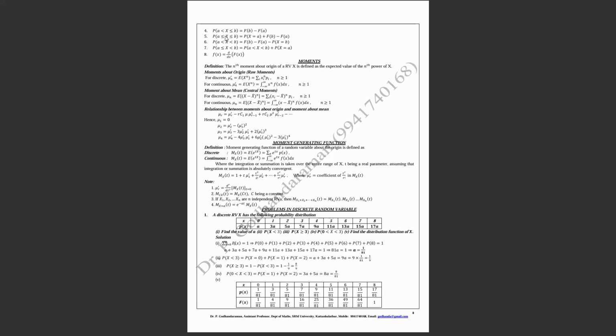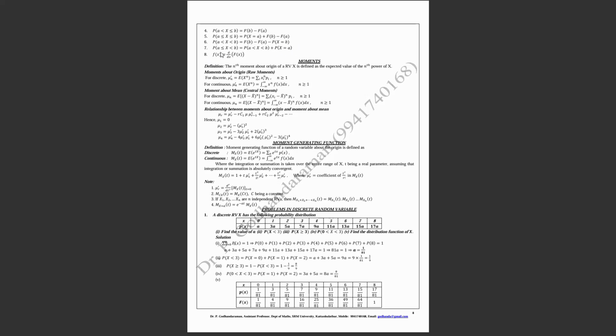And in the next formula, P of a less than x less than or equal to b is equal to F of b minus F of a. P of a less than or equal to x less than or equal to b is equal to P of x equal to a plus F of b minus F of a. P of a less than x less than b is equal to F of b minus F of a minus P of x equal to b. P of a less than or equal to x less than b is equal to P of a less than x less than b plus P of x equal to a.